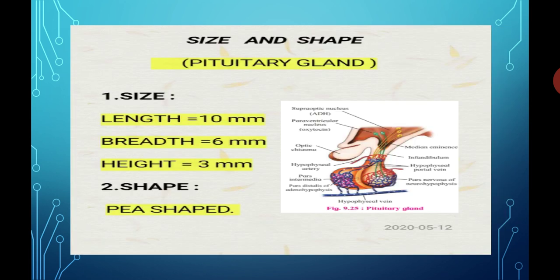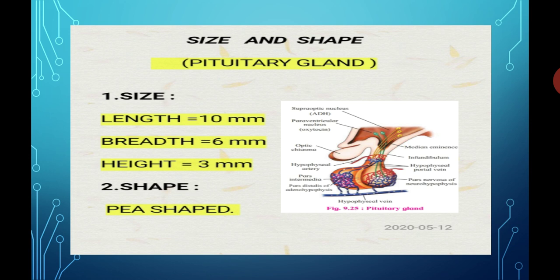Let's see the next point, that is size and shape of a pituitary gland. The size of a pituitary gland: length is about 10 mm, breadth is about 6 mm, and height is about 3 mm. So the size of a pituitary gland is 10 into 6 into 3 mm.